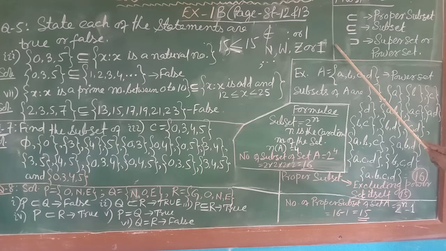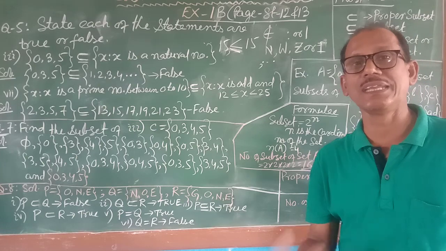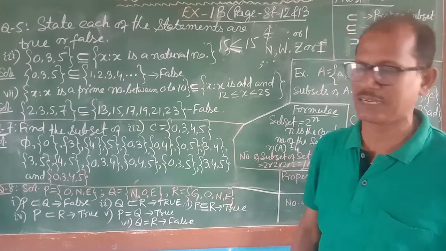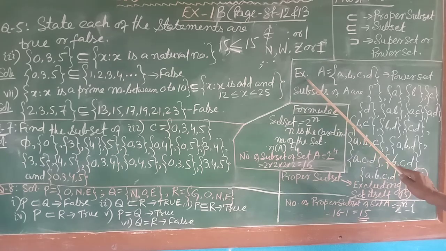U with the open side to the right, open to the right hand side, will be proper superset or power set. I hope you have understood. Now I will tell you how you will create subsets and how many subsets or proper subsets you can create. That part I will take an example for it.